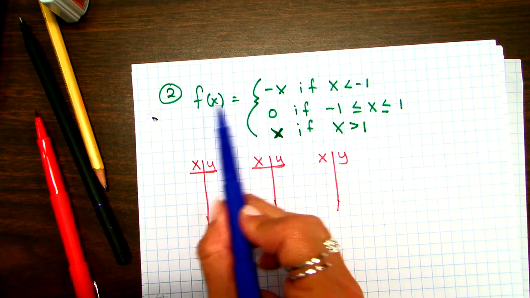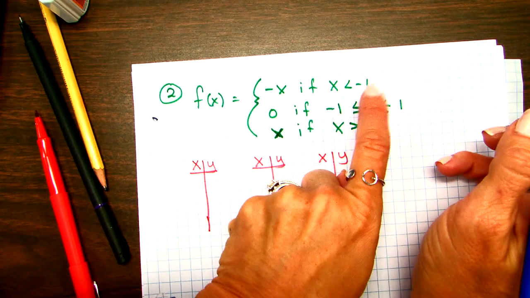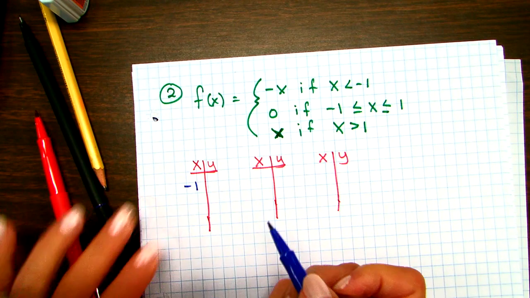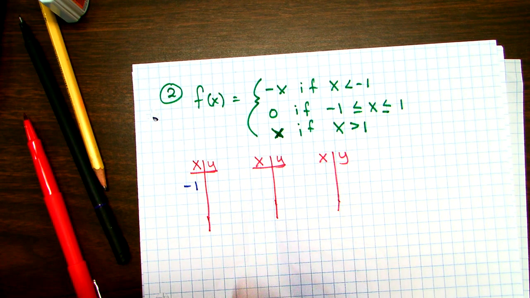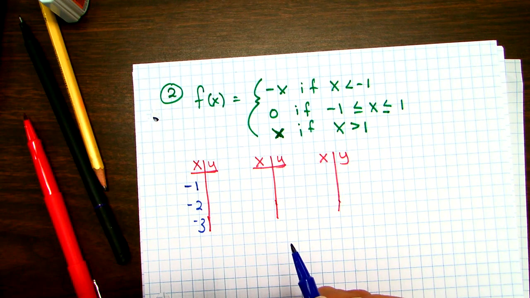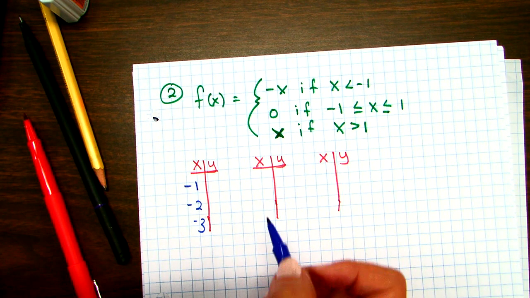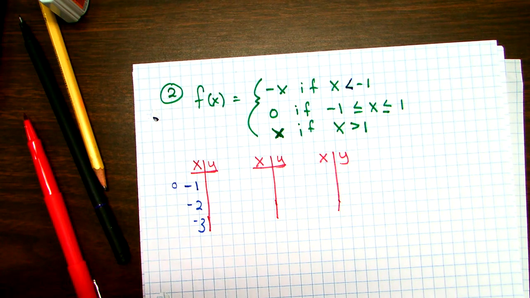So starting with our first one, we always look over here to tell us what we're starting with. So we're starting with -1, and then we're going to pick a few numbers less than -1. So think of your number line, think of the x-axis, -1, -2, -3. 3 numbers is fine. You don't have to do more. Okay, an open circle, right? There's no equal to sign, so I'm going to remind myself open circle there.